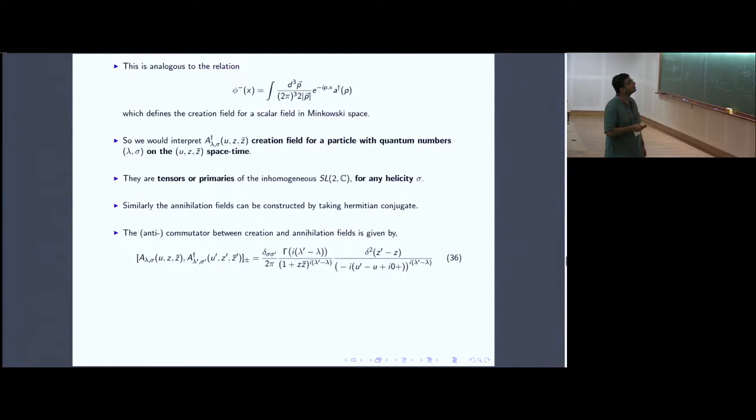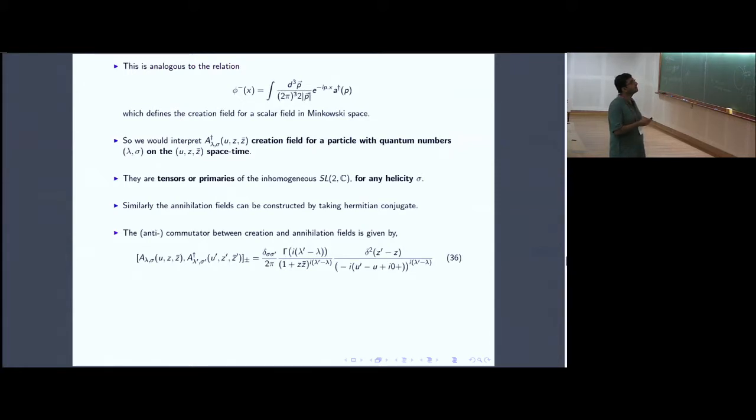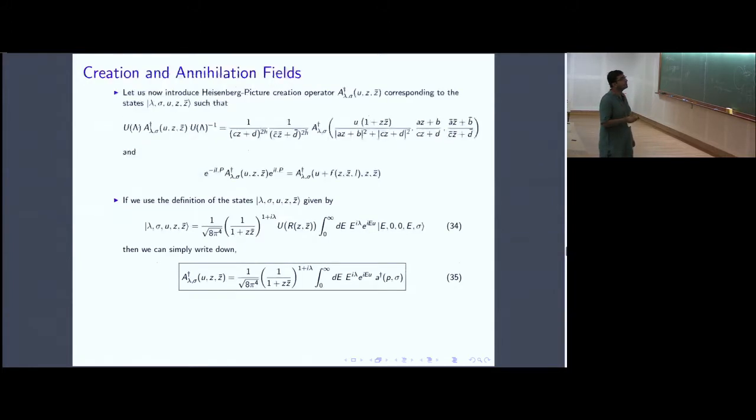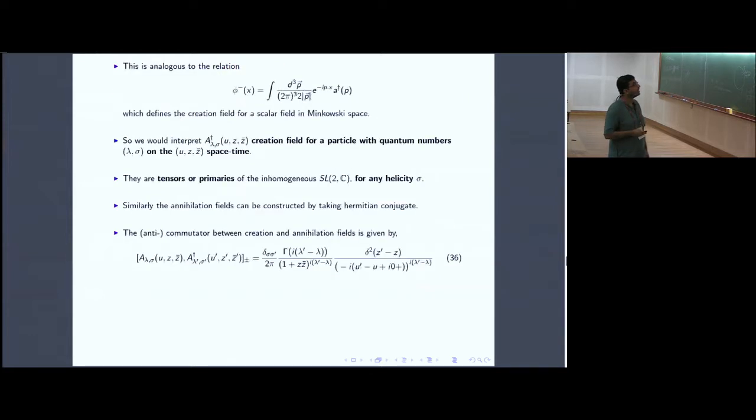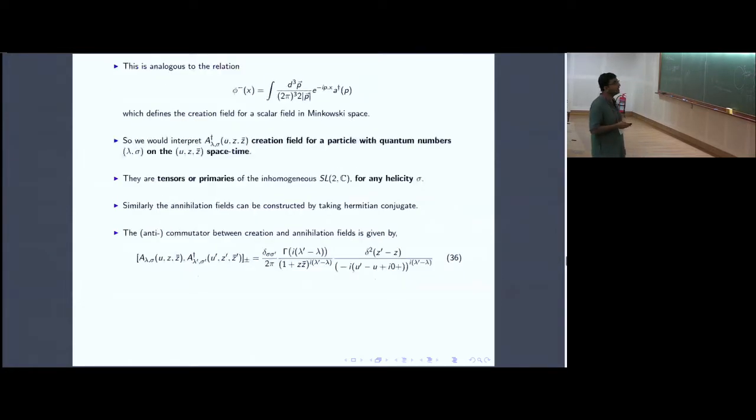Okay, and then this relation looks very much like the relation which defines the creation field for a massless scalar field in Minkowski space. So we'd now like to interpret this as a creation field for a particle with quantum numbers lambda sigma on this u, z, z bar space-time. And they transform in this way. For any helicity sigma, they will transform homogeneously under the SL2C group for any value of sigma. And then, of course, you can compute this thing. This is essentially this object which you have here, and that gives you this. Okay.